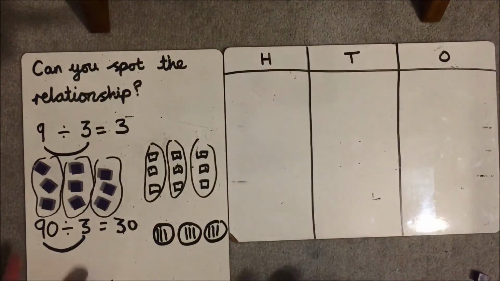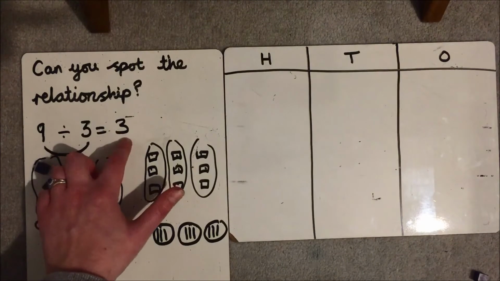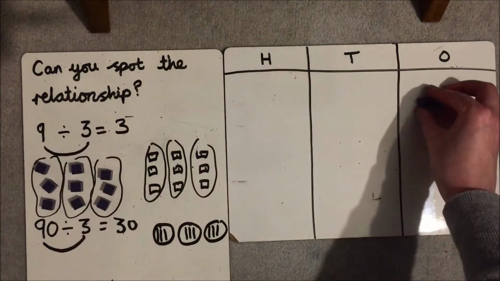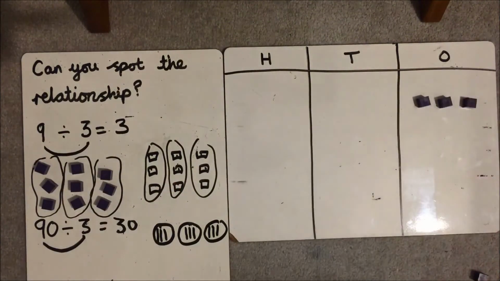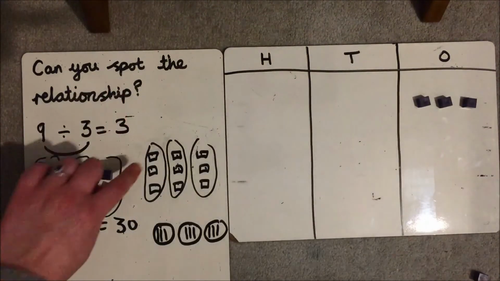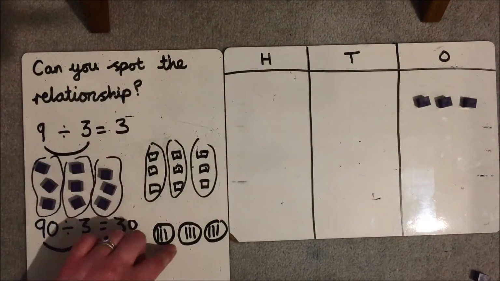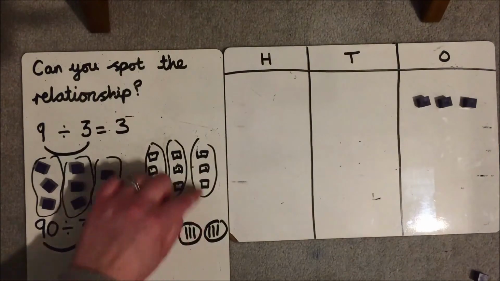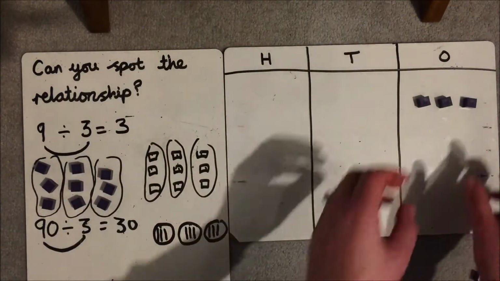So if I work out 9 divided by 3 is the same as 3, which will go in here, I know that 90 divided by 3 can't be the same answer because I'm not dividing 9 ones. I'm dividing 9 tens. So my answer must be 10 times bigger. Look, 3 ones turn into 3 tens, 3 ones turn into 3 tens, 3 ones turn into 3 tens.